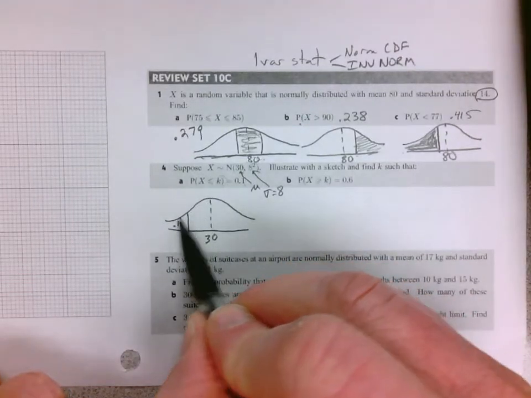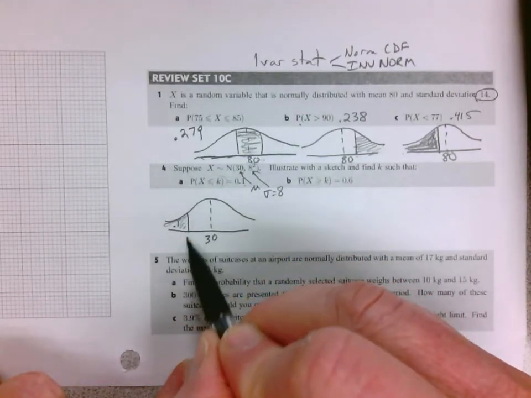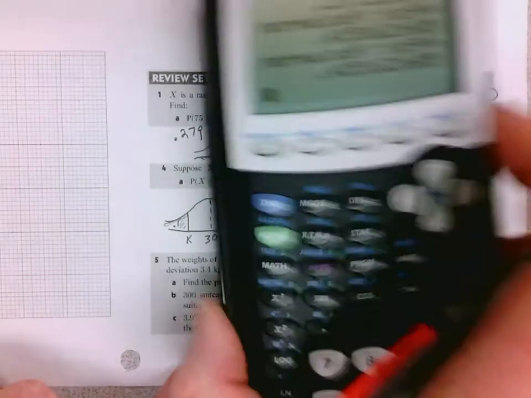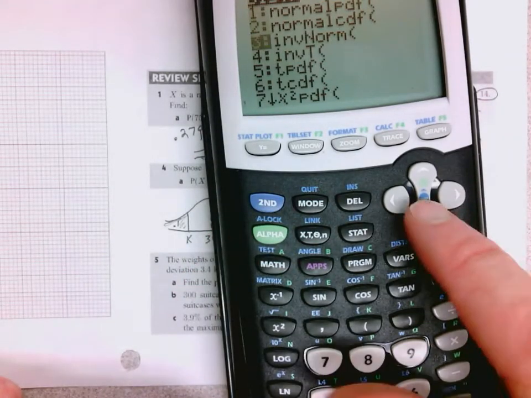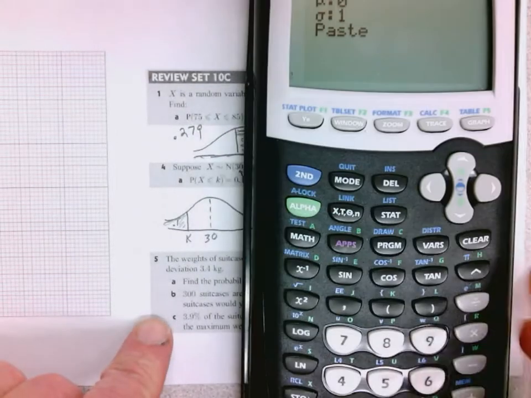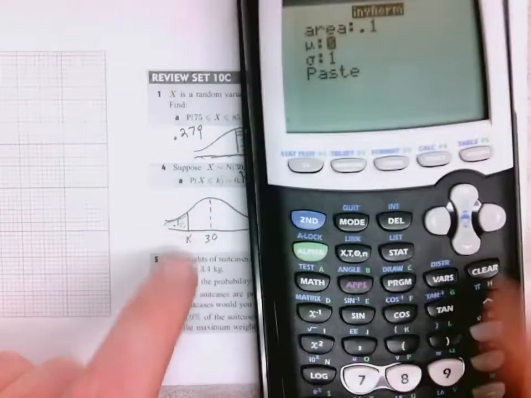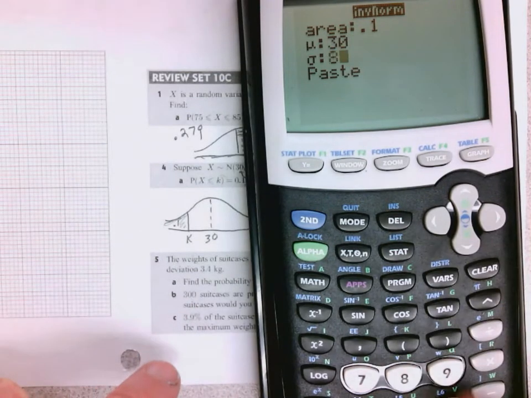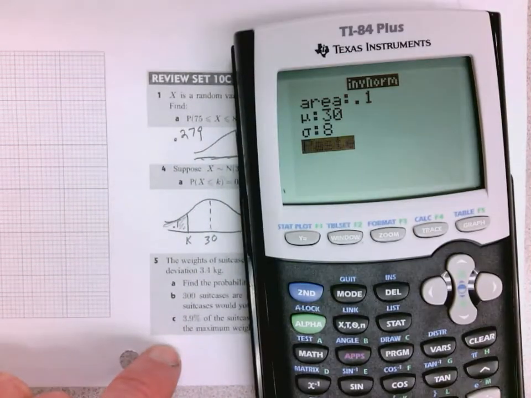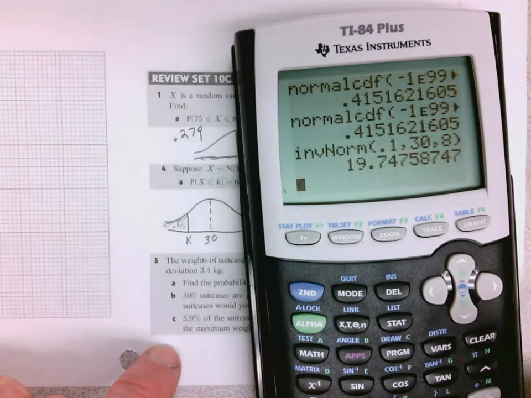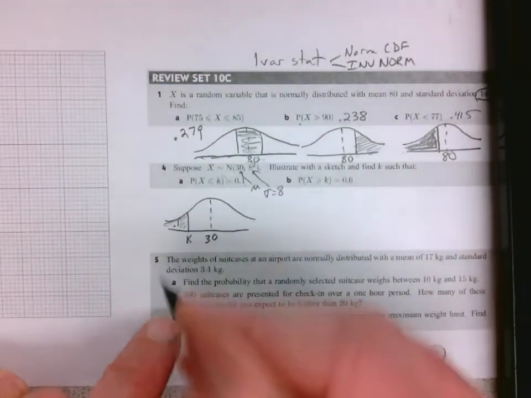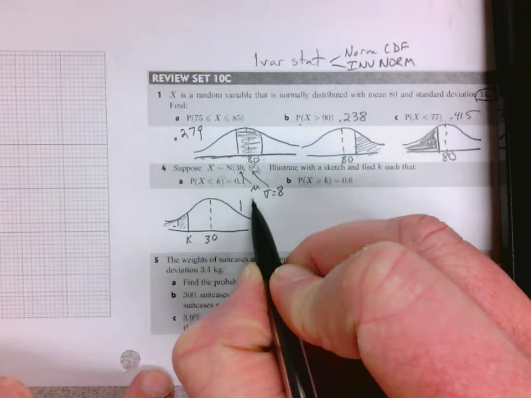My calculator will tell me anything to the left of my line. So it will tell me the K value that's to the left of my line. So distribution, inverse norm, area is 0.1, mu, 30, standard deviation 8, boom, 19.7. That's a number.